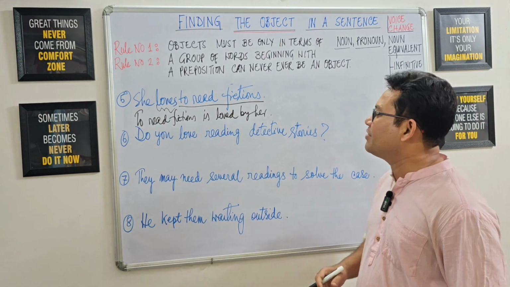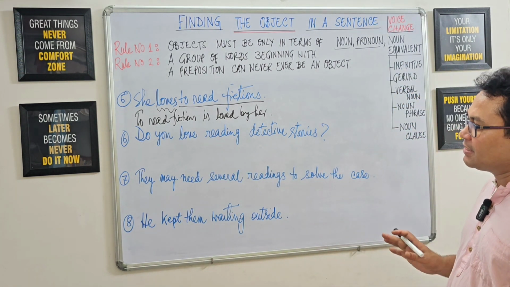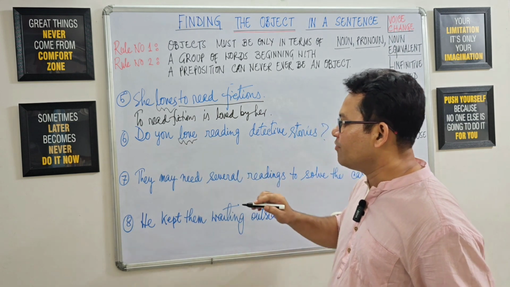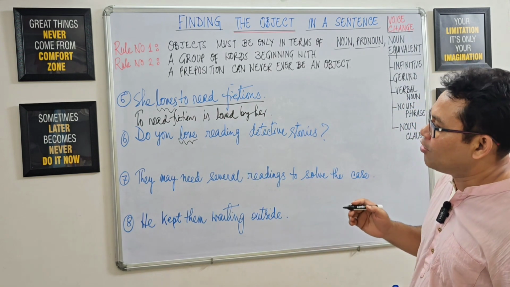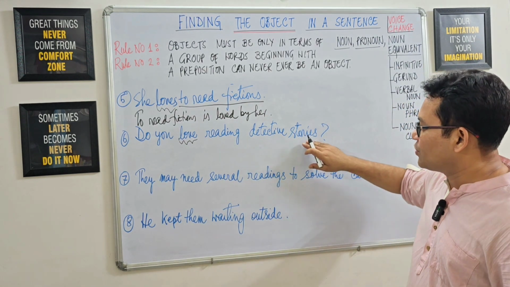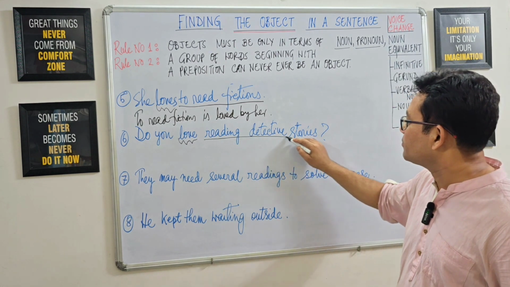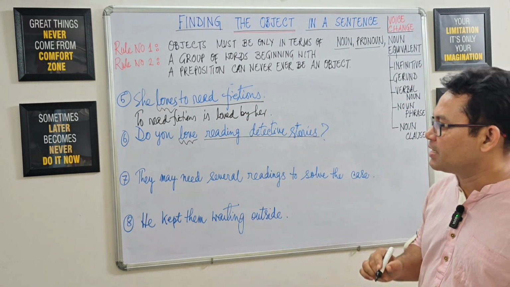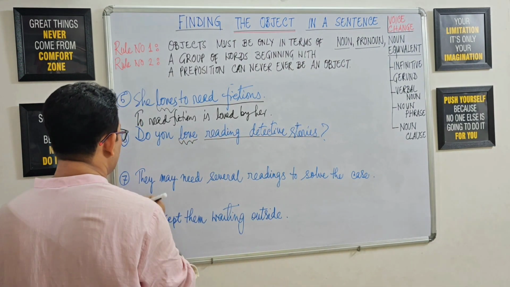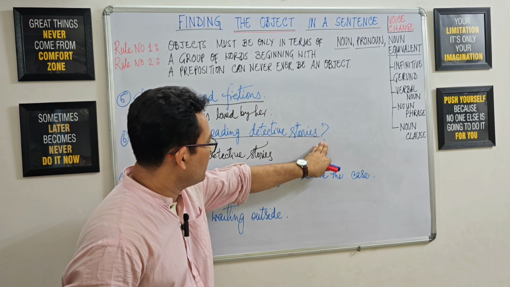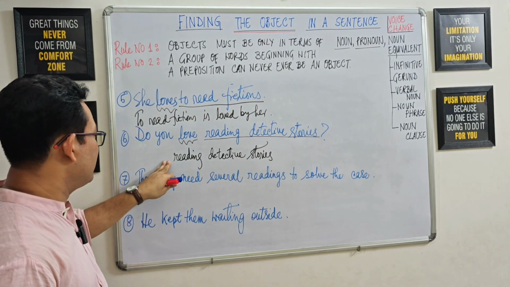Next, number 6, do you love reading detective stories? In this case, the verb is again love, after which we get the object reading detective stories. This is a gerund, which is also the object in this sentence. So bring it at the very beginning. And since the given sentence is in interrogative pattern, we have to maintain that.